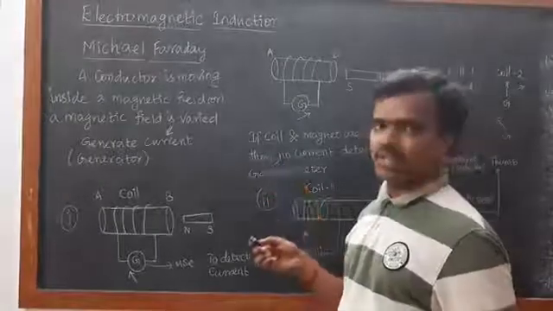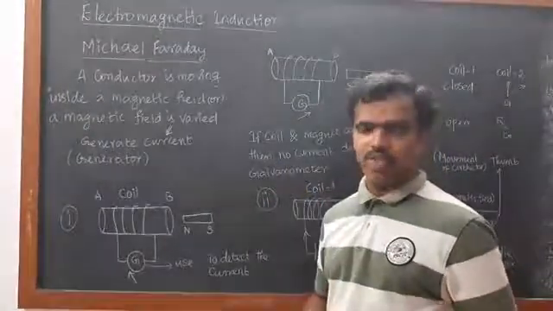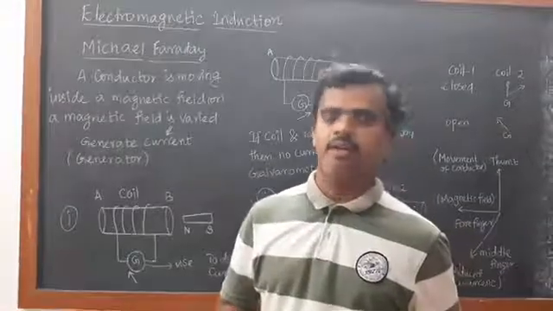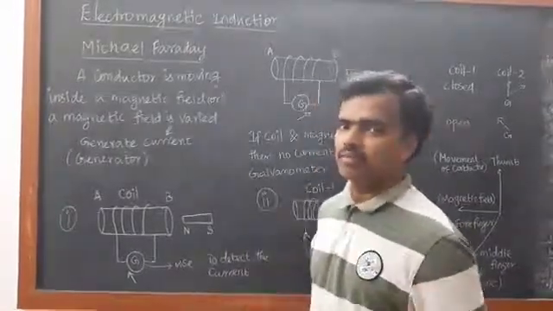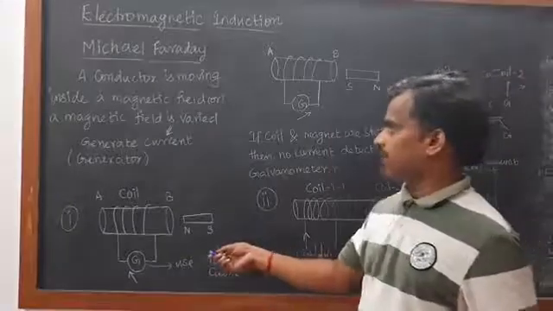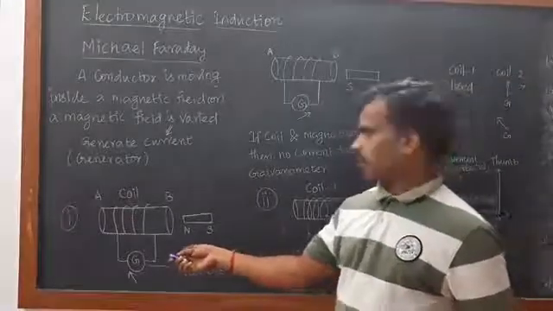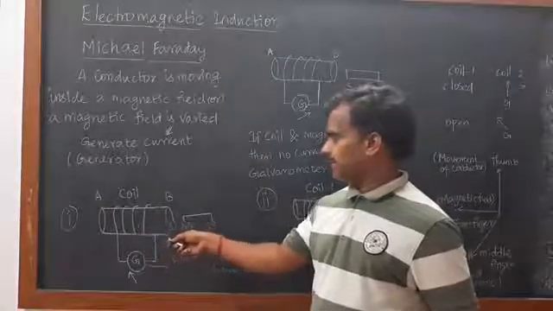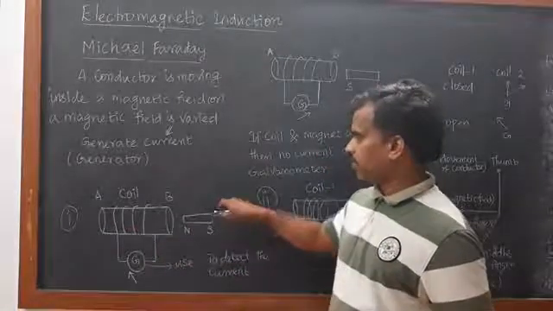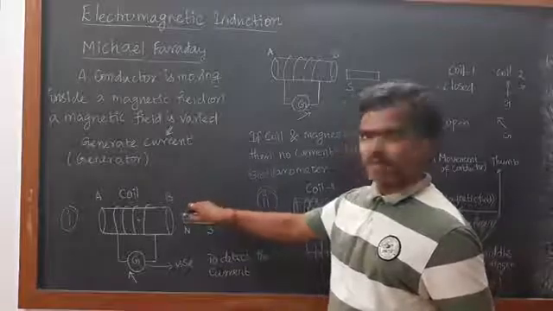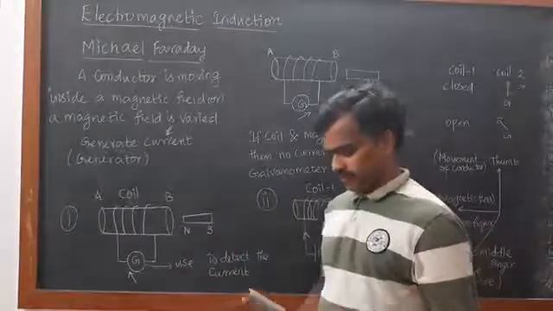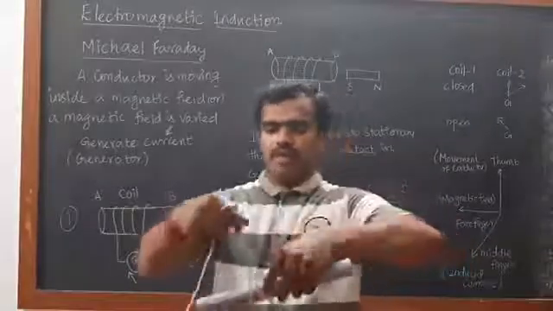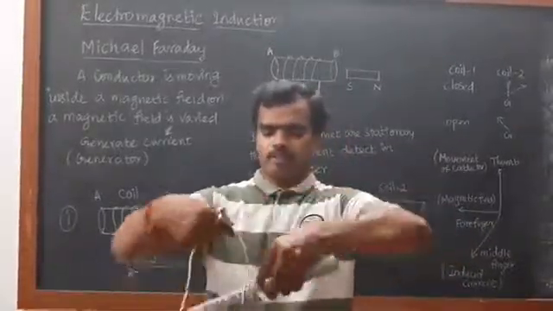So what is electromagnetic induction? How can we achieve it? We can achieve electromagnetic induction in two ways. The first way is we have one conductor, and in that conductor we have coils. I am winding it into a number of turns. Just assume this is the conductor, and I have the coils.